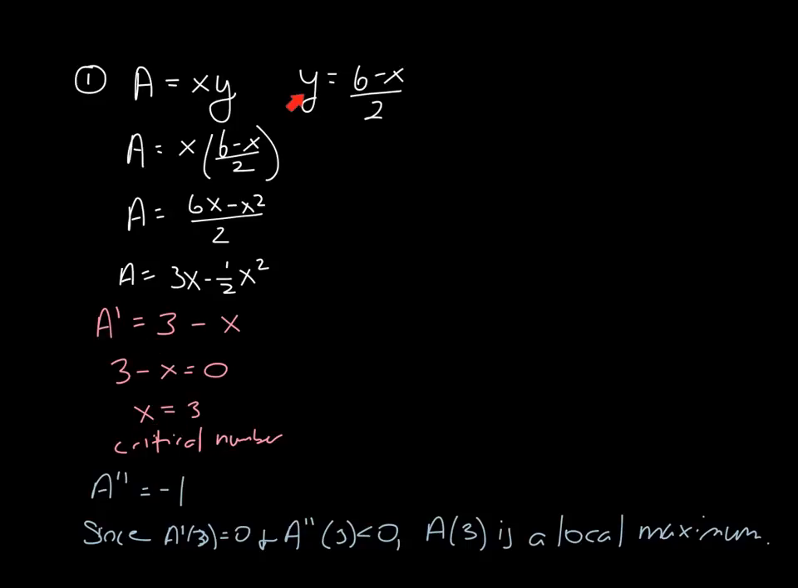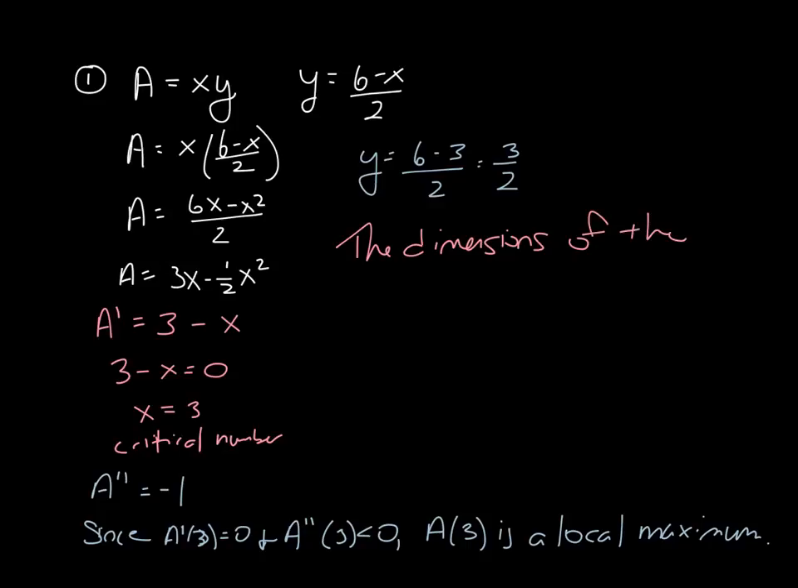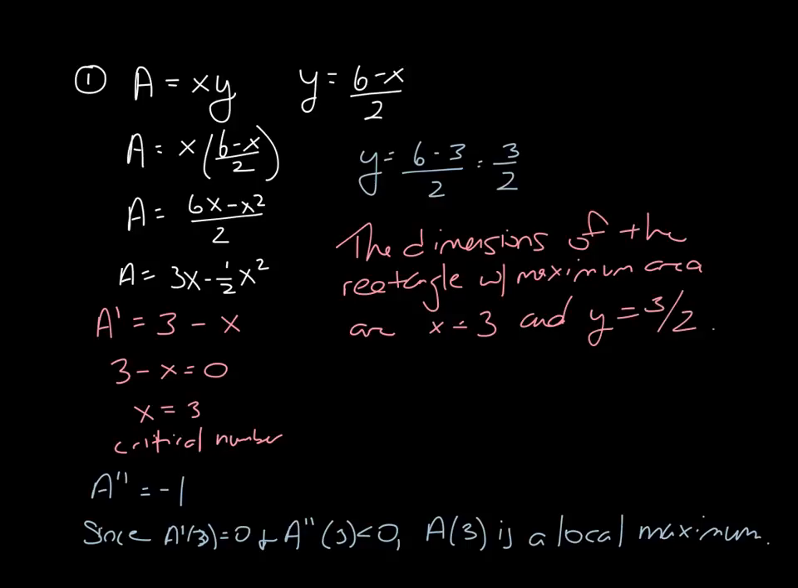y we can find by using our secondary equation. So I'm going to come back up here and I'm going to say y is equal to (6 minus 3) over 2, which is 3/2. So my statement here is the dimensions of the rectangle with maximum area are x equals 3 and y equals 3/2.